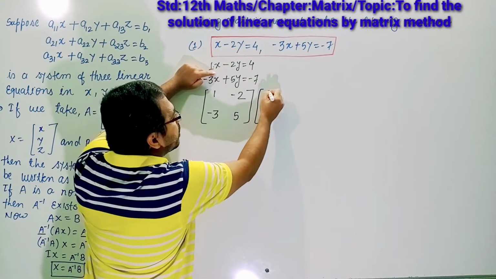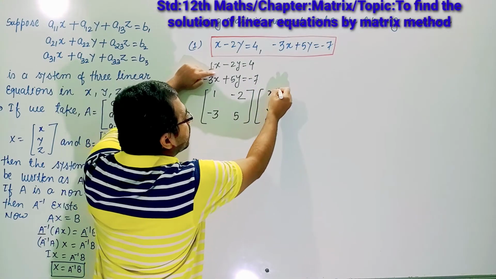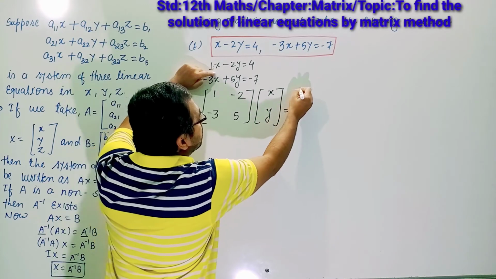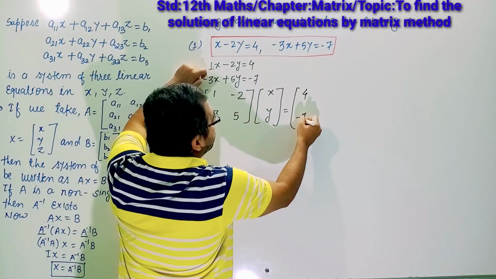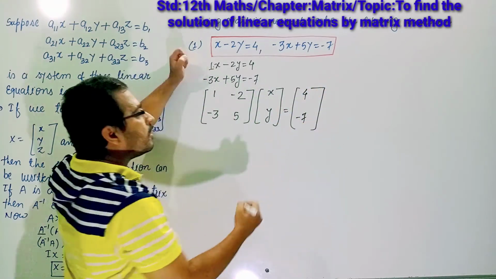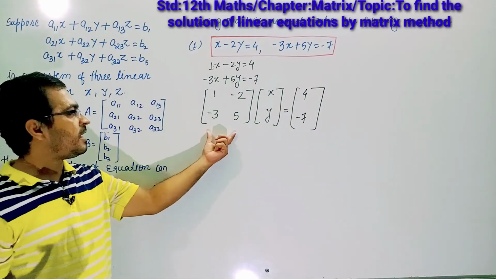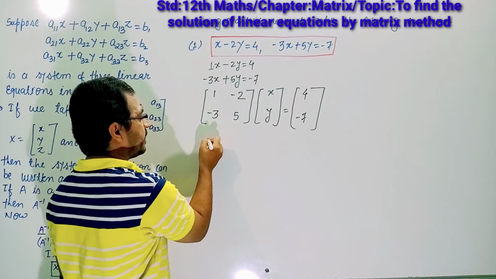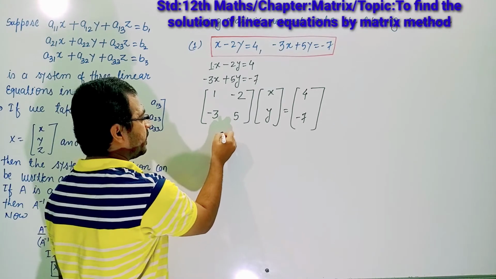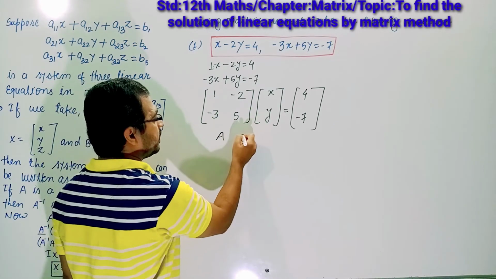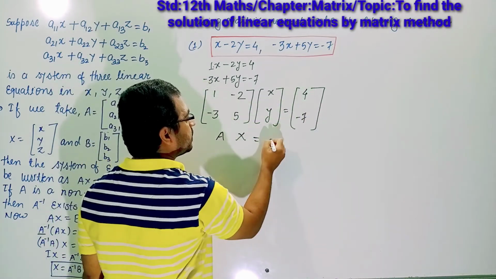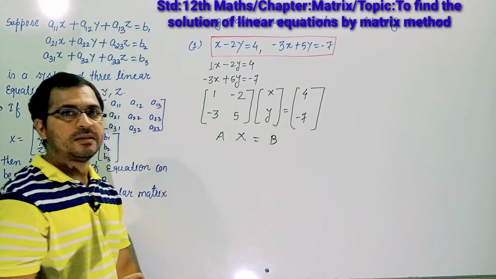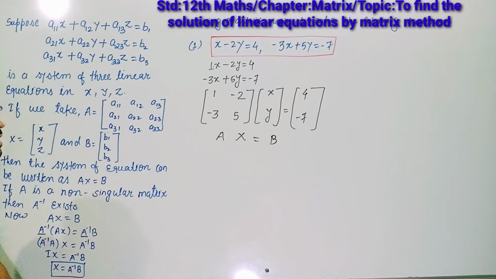So here we can write x, y, and these are equal to 4 and minus 7. Okay students, now this matrix is to be considered as A, right? So we can write A, and here is X, and what about this one? This is B.